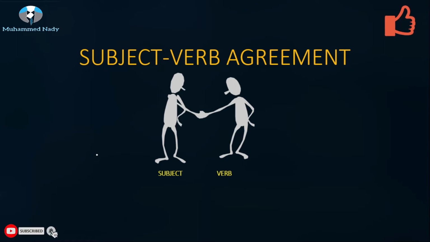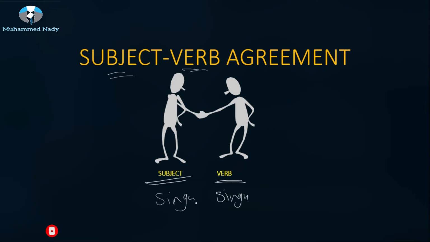We have the subject, which is the doer of the verb, as we learned in the videos of subject and predicate, and the verb is the action or the thing that the subject does. So the subject and the verb, they have to agree together. What does this mean? This means that if the subject is singular, the verb should be singular. And if the subject is plural, the verb should be plural. Okay, we're going to learn this in detail in our video.